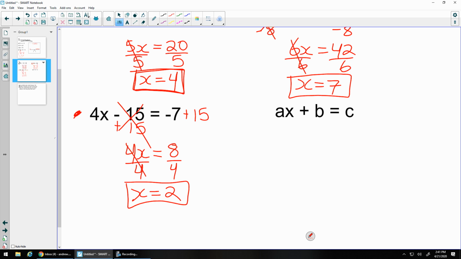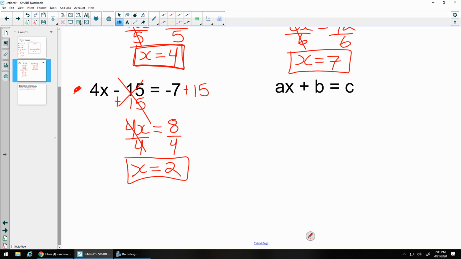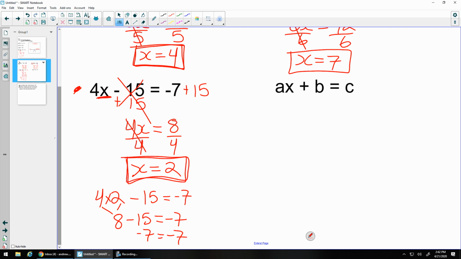I'll actually check this one. It's important to check it. So I go 4 times 2. So I'm replacing this x here with what I got for my solution. Minus 15 is equal to negative 7. I have to do multiplication now. We're following regular order of operations because we're not solving for a variable. 4 times 2 is 8. Minus 15 is equal to negative 7. And so 8 minus 15 is negative 7, which is equal to negative 7. So left side is equal to right side. Therefore, my solution is correct.